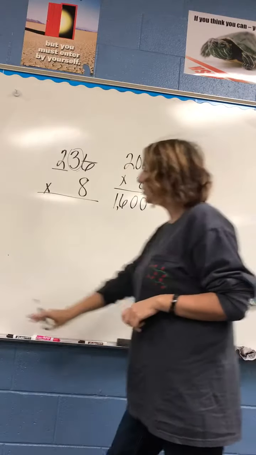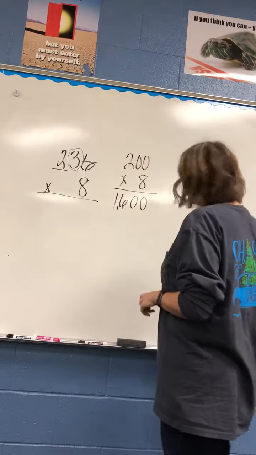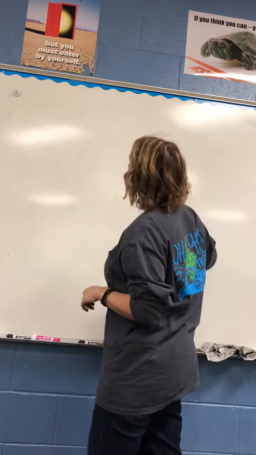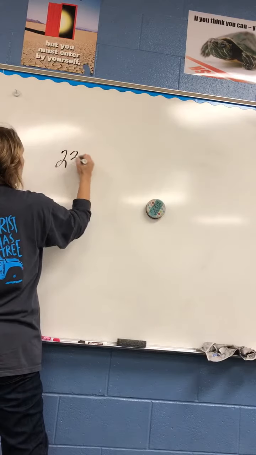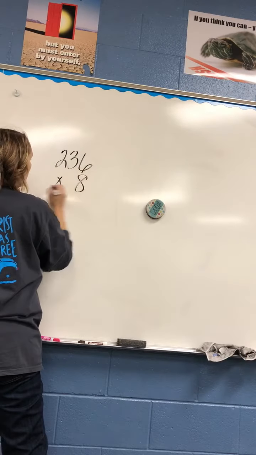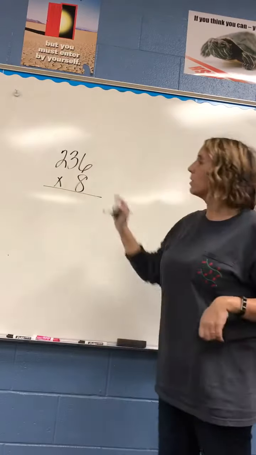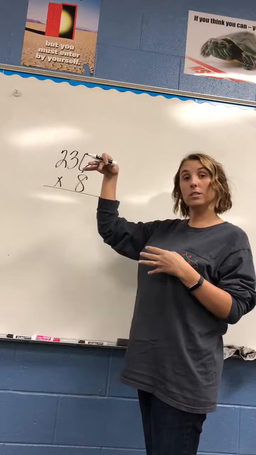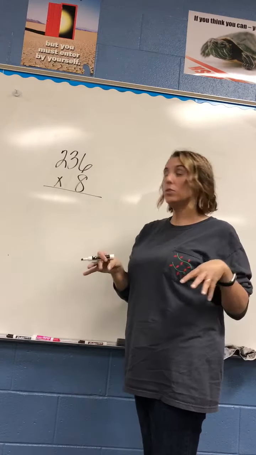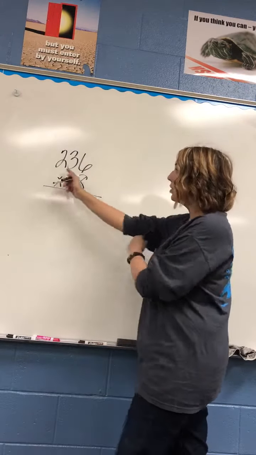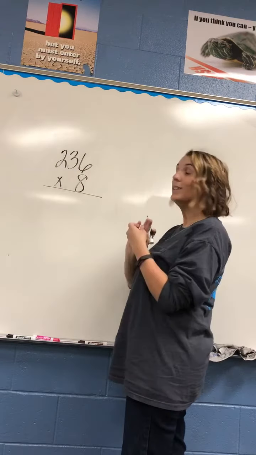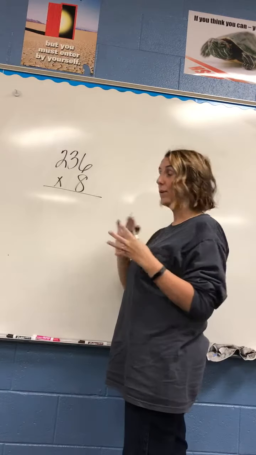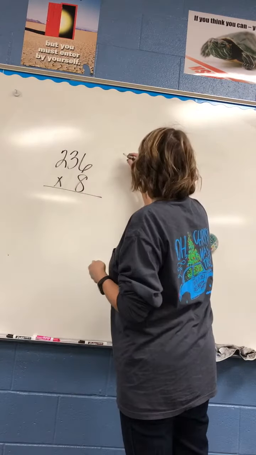Okay, now I want to show you another way that your book likes to do it, and it wants you to give a range. Okay, we're going to use that same number, 236 times 8. Okay, but this time, what it wants you to do with the 236 is it wants you to round it up and see what you get, and round it down and see what you get. So if we were to do this, 236 rounded up to the next 100 would be what? Yeah, if we have to go up, it's going to be 300, okay?